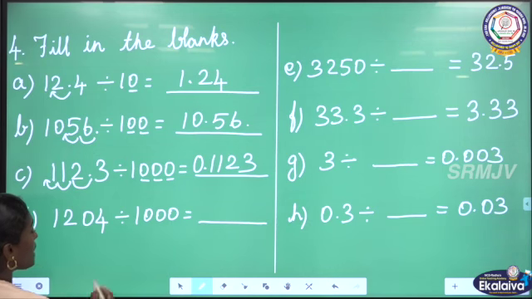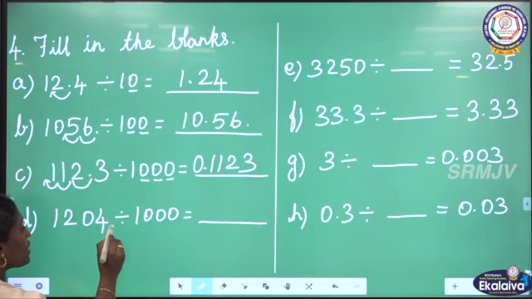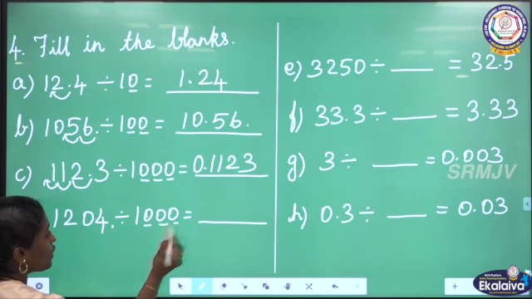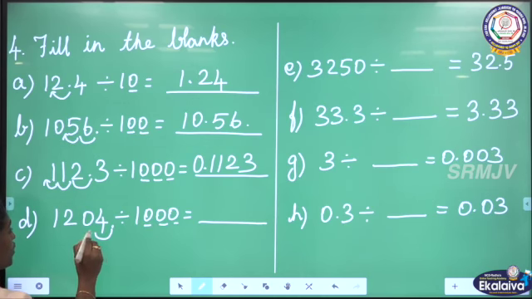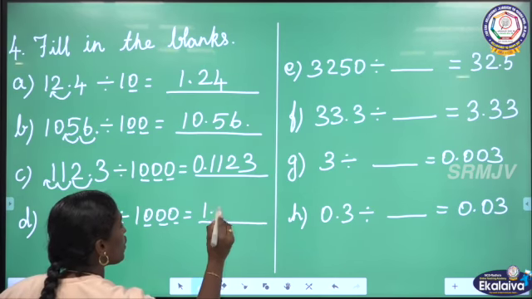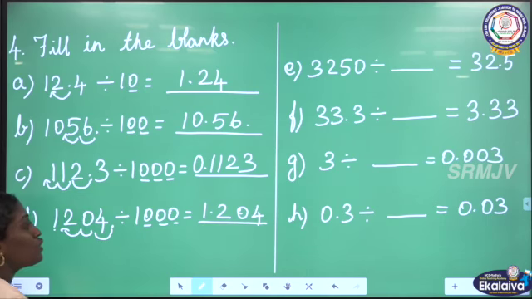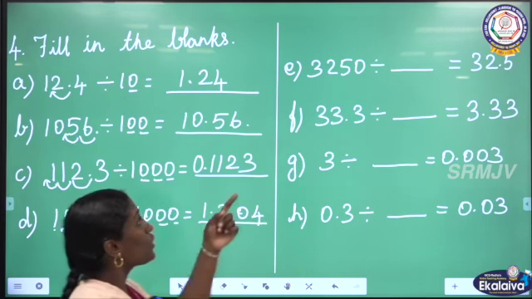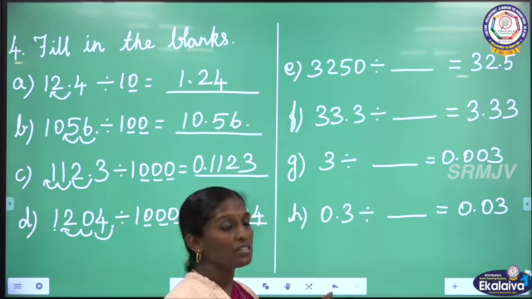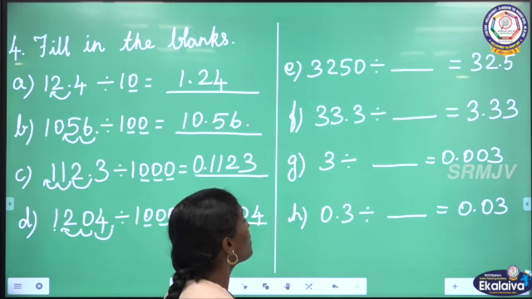1204 divided by 1000. This is a whole number. So the decimal point will come at last. Here the number of zeros is 3. So we have to move the decimal point 3 places to the left. Then the decimal point will come in between 1 and 2. So the answer is 1.204.